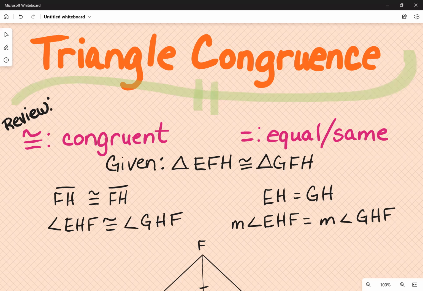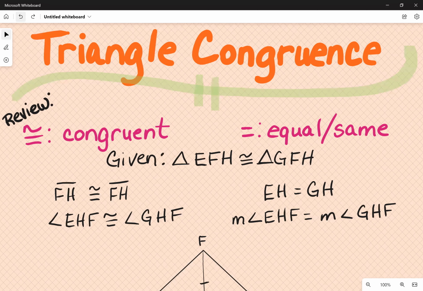Hello, today I'm going to discuss triangle congruence, but before I list the different postulates and theorems, I'm going to do a quick review. So the symbol for congruent looks like this, and that is used when I am shown a figure. So for instance, down here, if I'm showing a figure here, that's when I want to use congruent to describe the sides and the angles.